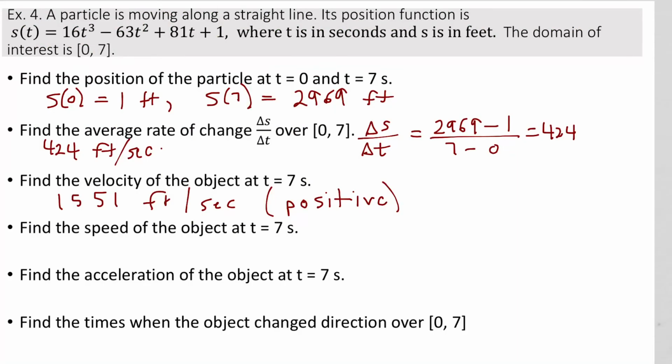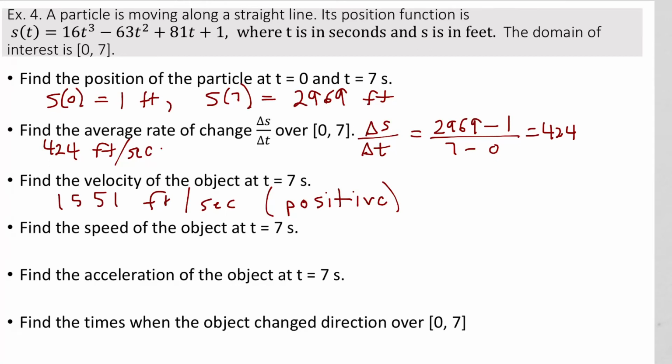Okay, so I wrote that in there, positive velocity. And then the next part says find the speed of the object at 7 seconds. So what's going on here is we're talking about the difference between speed and velocity. You might remember that one is a vector quantity and one is not. One takes a sign and the other does not. The velocity takes the sign and the speed does not.